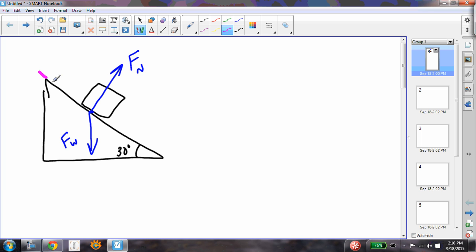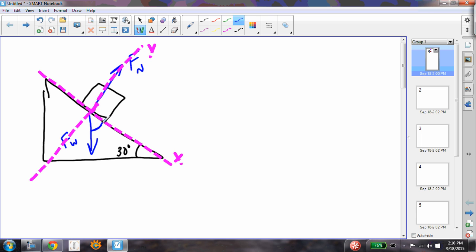And now we'll draw our coordinate system. We want to always draw our x-axis along the plane of the incline, and we'll always draw our y-axis perpendicular to that plane. So this is y, and this is x. So that's it. Now, let's say I just asked the question, how fast is this thing accelerating? Well, then I'll go through my steps. I've already drawn the coordinate system. I've labeled all the forces.